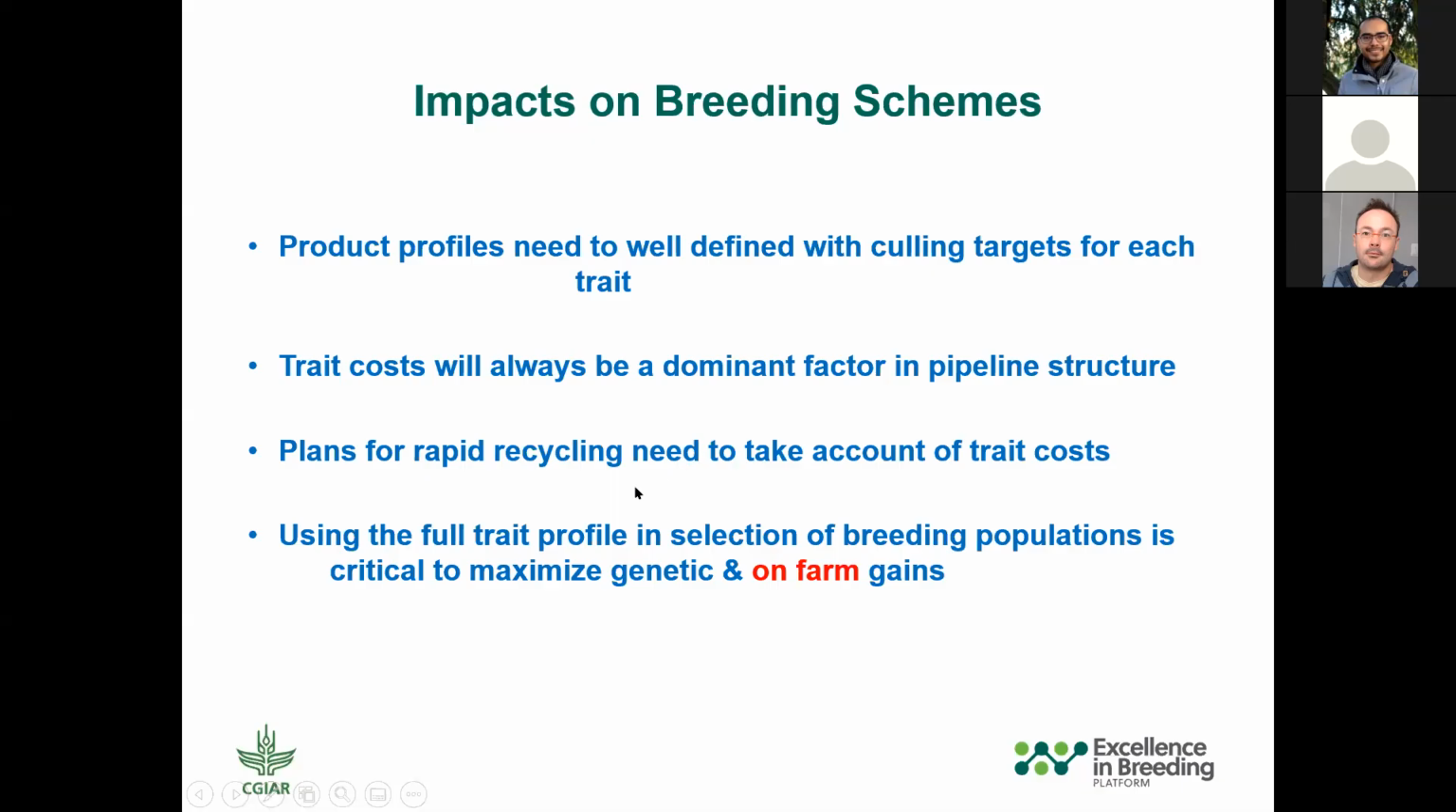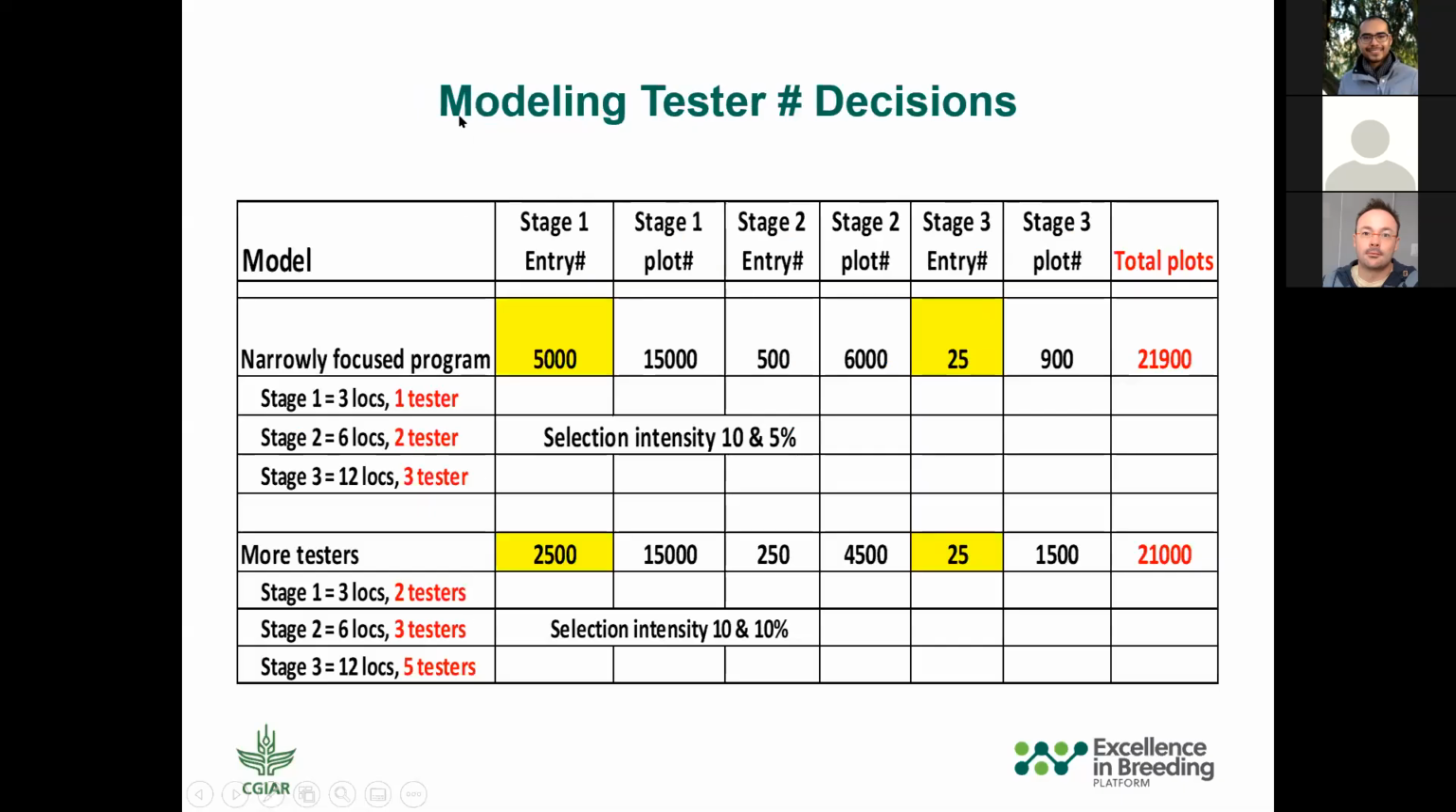Okay. So again, what I'm trying to say is we really need to use the full trait profile and selection of breeding populations to maximize genetic gain and to ensure good on-farm gains. Because all the traits are important, and the farmers will tell you if you release something that you missed some of the traits that they require. So with that, I'm going to move on to tester number decisions.